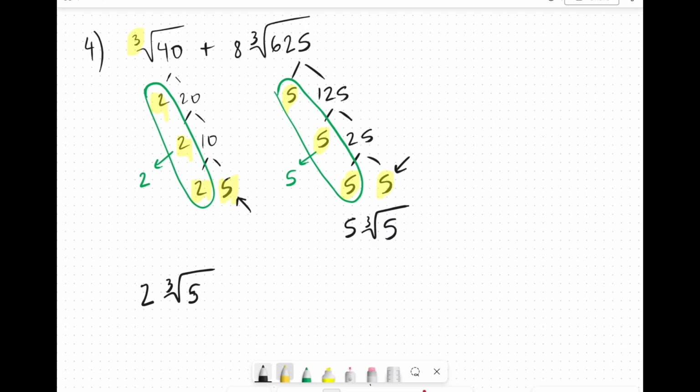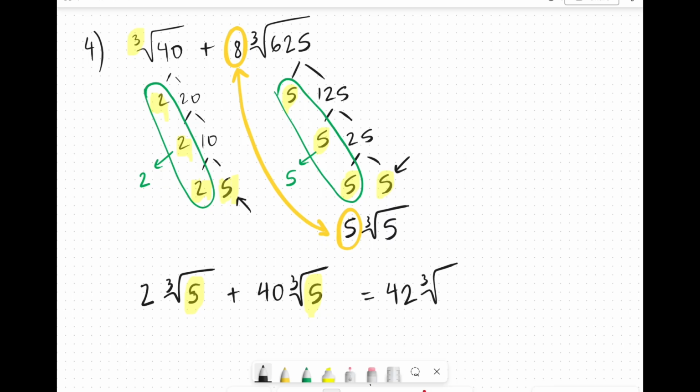Now notice something here. That cube root of 625 had this 8 in front of it. So that 8 and the 5 that you had taken outside, in addition to the 8 that was already outside, need to be multiplied by each other. So plus 40 cube root of 5. Now the numbers under the cube roots are matching, which means we are allowed to go ahead and combine like terms. This will be a 42 cube root of 5.